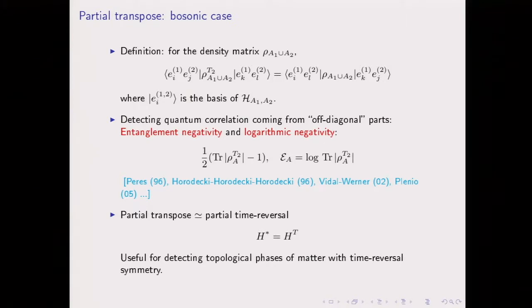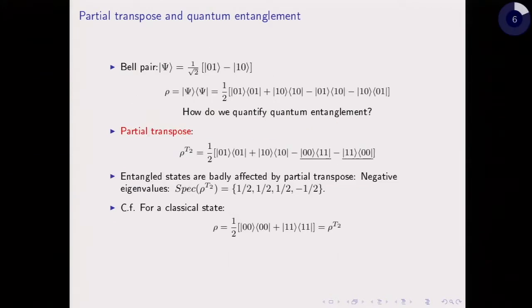And as it turns out, this is useful when we discuss topological phases in the presence of time reversal symmetry. But first, let's just take a look at the simplest example, which is the Bell pair. So I have 2 qubits, and to simplify the discussion, I just take a pure state. Okay, a pure state is sort of too simple, but it's to illustrate the usefulness of partial transpose. So for this pure state, if I write out the density matrix, it looks like this.